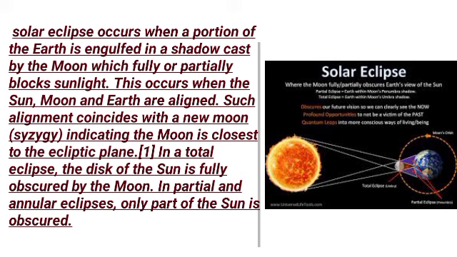What is solar eclipse? A solar eclipse occurs when a portion of the earth is engulfed in a shadow cast by the moon, which fully or partially blocks sunlight. This occurs when the sun, moon and Earth are aligned. Such alignment coincides with a new moon, indicating the moon is closest to the ecliptic plane.